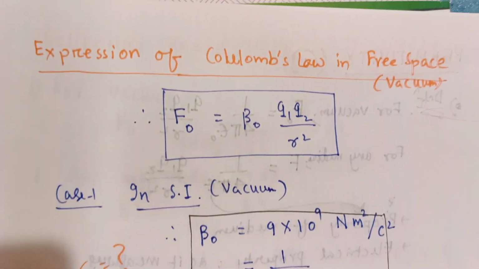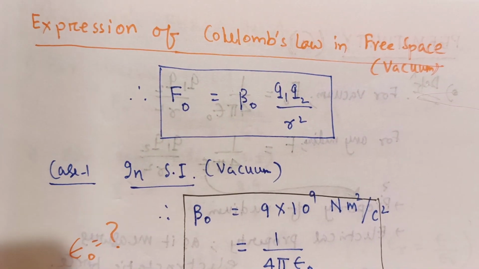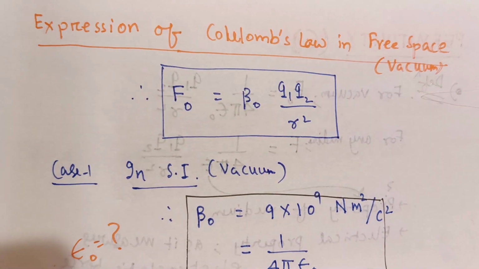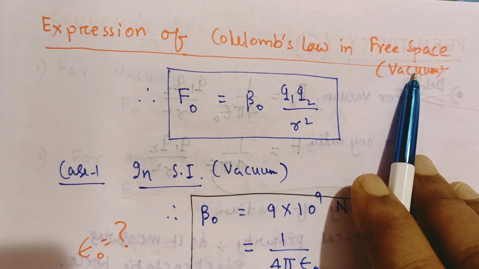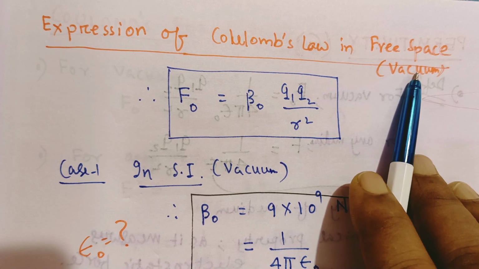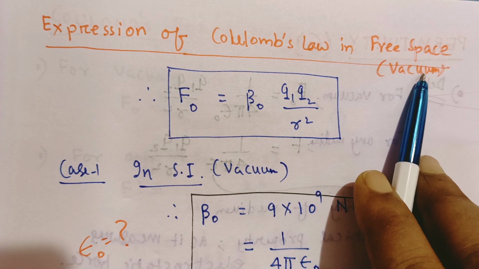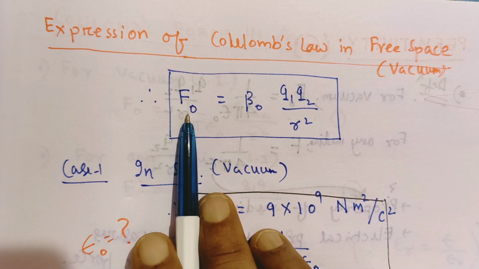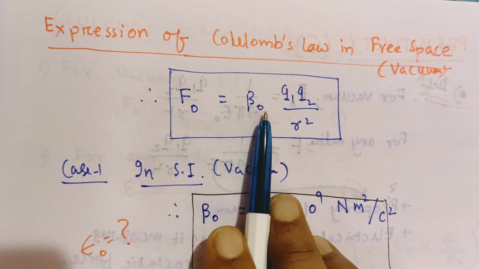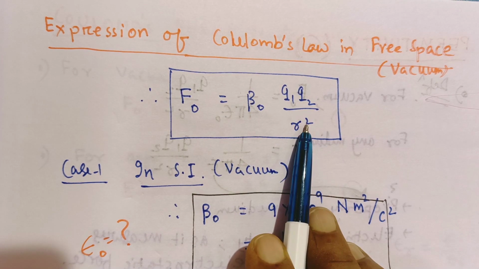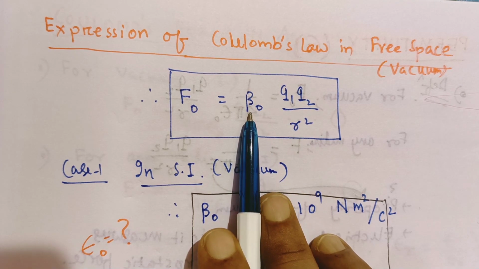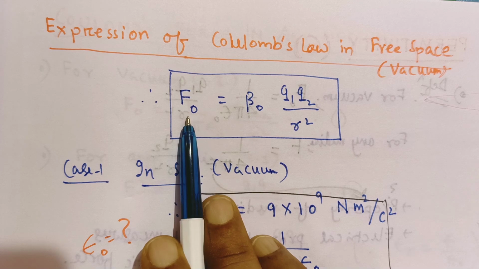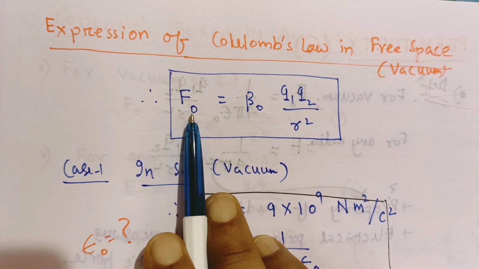Now we come to another point. How can you represent the Coulomb's force expression in free space? Free space means vacuum: there is no medium between the two charged bodies. The notation should be like this: F naught is equal to beta naught Q1 into Q2 by r square. Beta naught represents the proportionality constant in free space, and F naught represents the electrostatic force in free space.